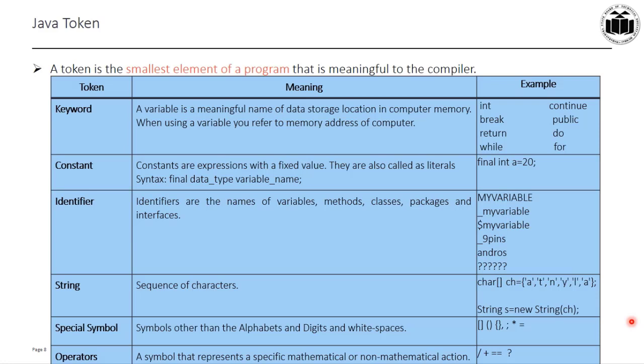String is a sequence of characters. The String is a class which is defined by Java. Next one is the special symbol: symbols other than the alphabets, digits and white spaces, for example square bracket, parenthesis, curly bracket, etc. And the last one is operator, a symbol that represents a specific mathematical or non-mathematical action, for example minus sign, plus sign, question mark, etc.